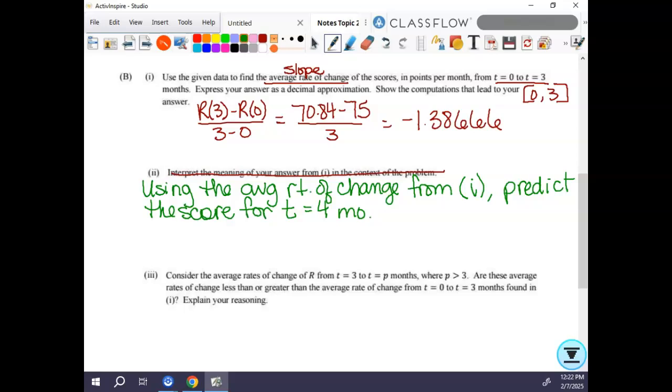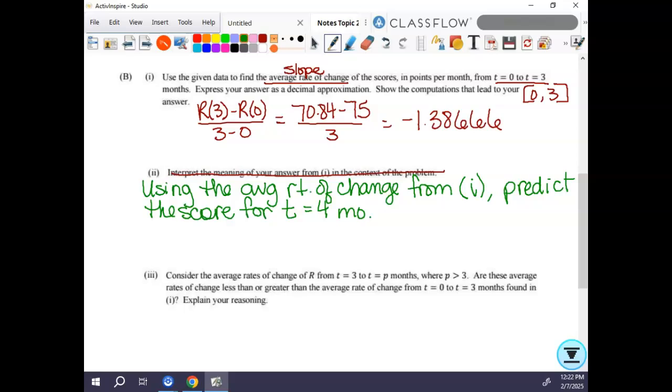Okay, so using the average rate of change from what we just did, predict the score for t equals 4 months. All right, so this very well could show up as an actual question on your FRQ, and it did last year, and we're going to practice on this some more. There's 2 ways to go about this. Showing you how to just manipulate the slope, which is how we've done one of these so far, but we're going to do a whole lot more. Or having you write the equation of a line. And I showed both ways last year. I think this year I've said we're just going to do it the slope way.